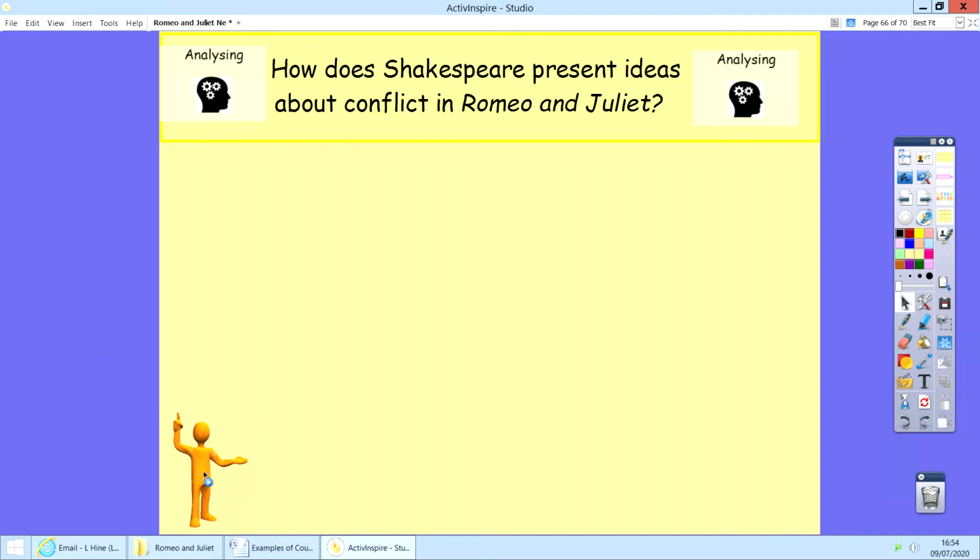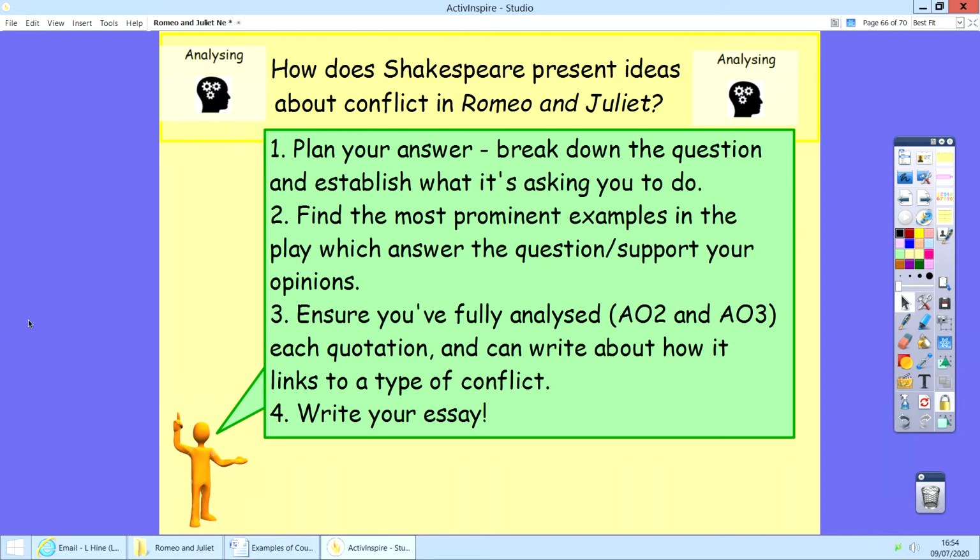Oh, really cute, bless him. So Helpful Harvey says there are 4 things that you need to do. 1, plan your answer, break down the question, and establish what it's asking you to do. So we're talking about how does Shakespeare present ideas about conflict in Romeo and Juliet. So what we've got to do first is find where the conflict is, what kinds of conflict there are, and where they are in the play.